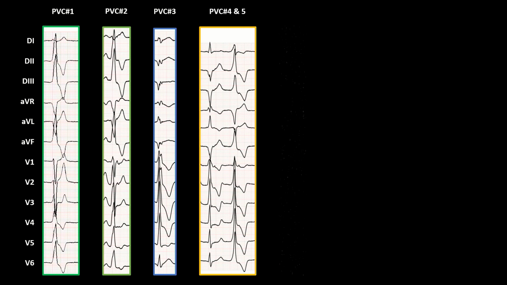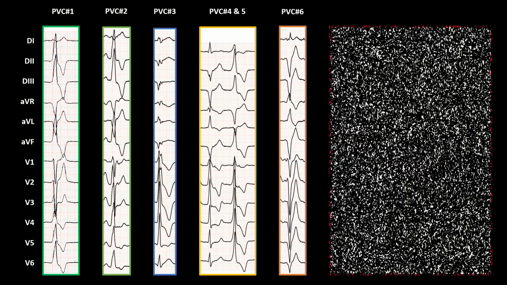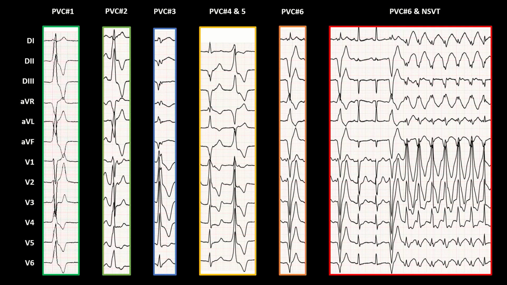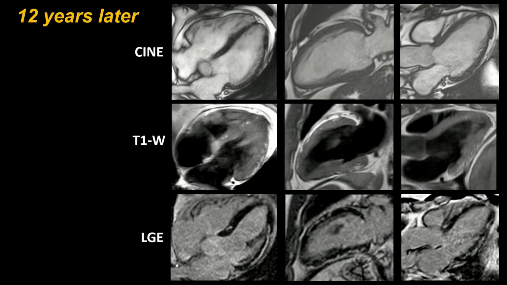He started to develop more and more PVCs with different morphologies. And at a certain point, he started also to have runs of non-sustained ventricular tachycardia. You have to think that during all of this time, the patient still had a completely normal echocardiogram and a completely normal ECG. So about 12 years after the initial presentation, we repeated the MRI, and as you can see, we saw a completely different scenario.